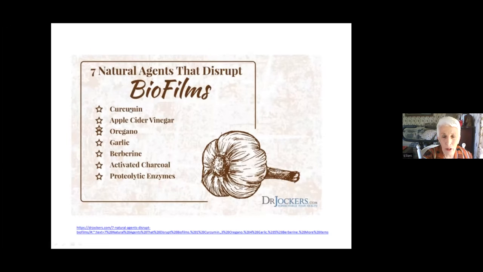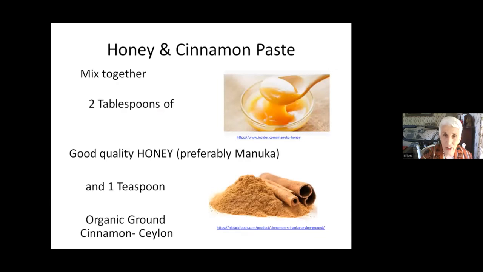Here's a little list of some of the things we'll be talking about in much more detail. Of course, curcumin, which is in turmeric, apple cider vinegar, oregano, garlic, berberine, which is in such things as goldenseal, as well as many other herbs like Oregon grape, and activated charcoal. Even though charcoal is black, you can use it to brush your teeth. And when you rinse it out, it destroys a lot of the biofilm or dental plaque. And also proteolytic enzymes, which break up the edges of the biofilm.